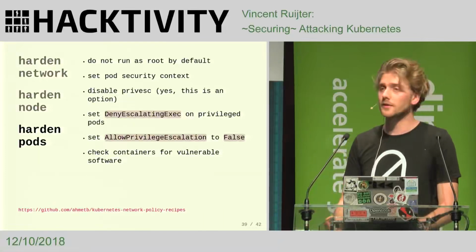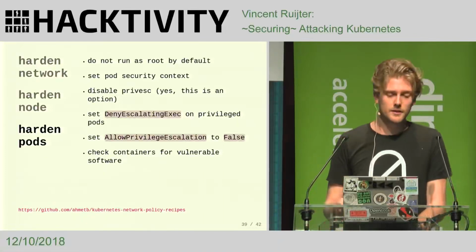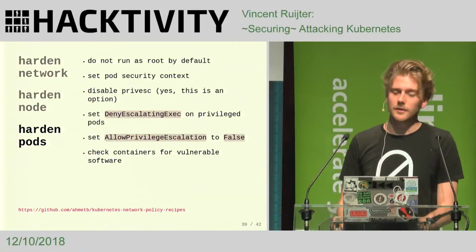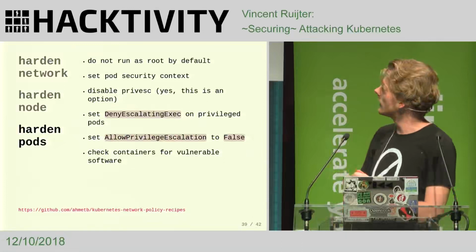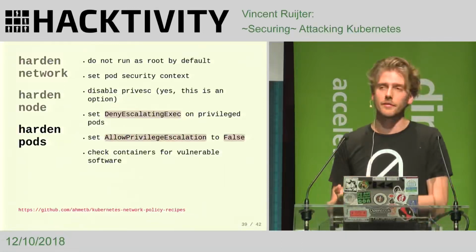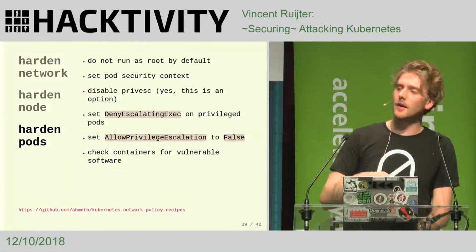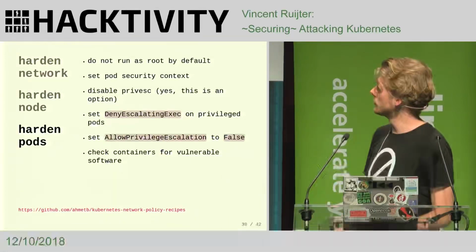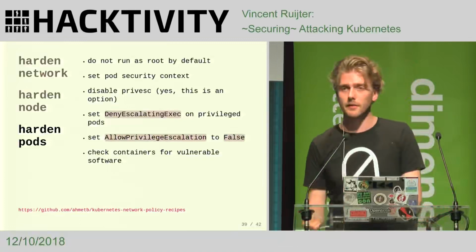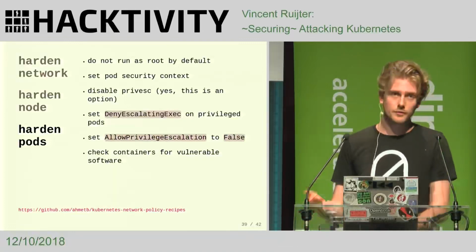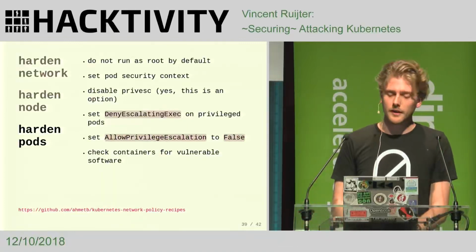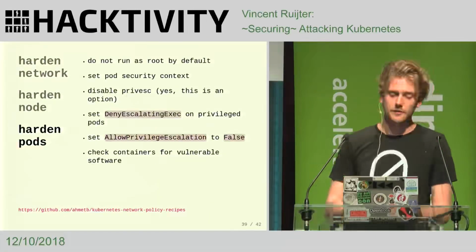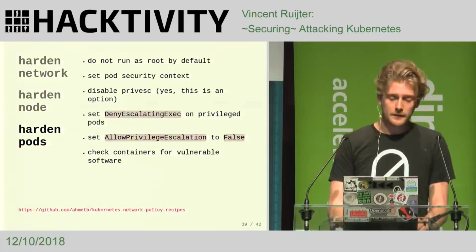There's also an option inside Kubernetes called disable privesc, which is really interesting. I think you should enable it. There's also one called set deny escalating exec, which means that if your pod is running in privilege mode, you cannot do the exec command on it to get a shell. And when you set allow privilege escalation to false, it will break setuid binaries, but it also means that you're not root on the node anymore. And just like any other operating system or machine, you should always check your containers for vulnerable software.